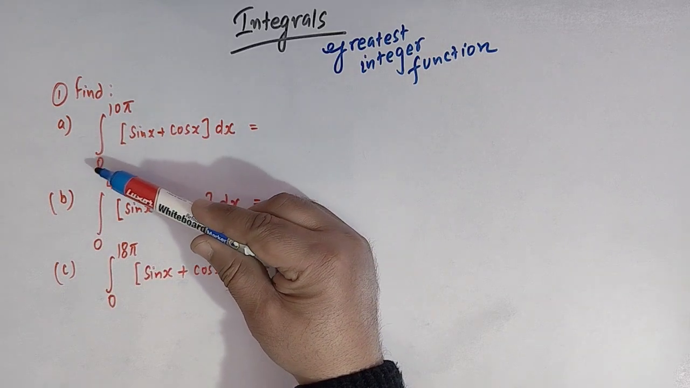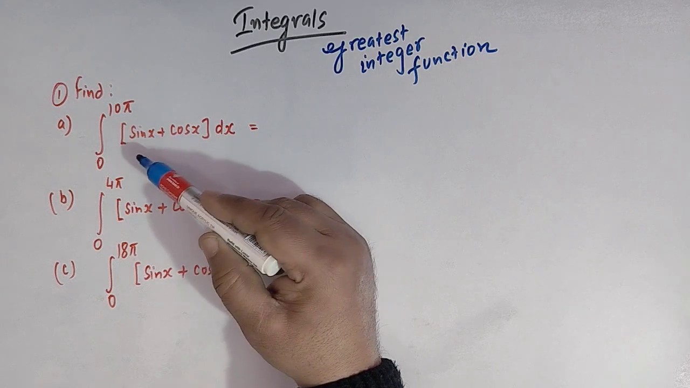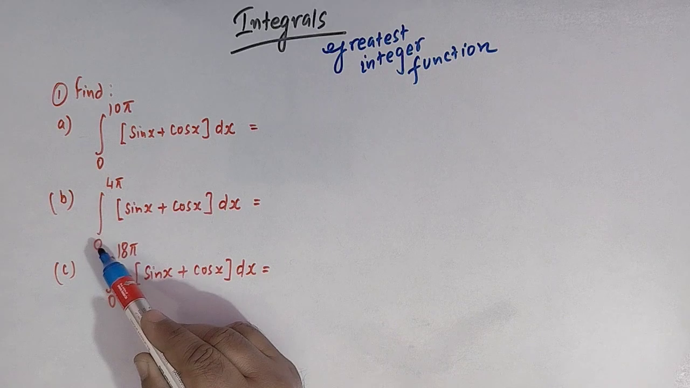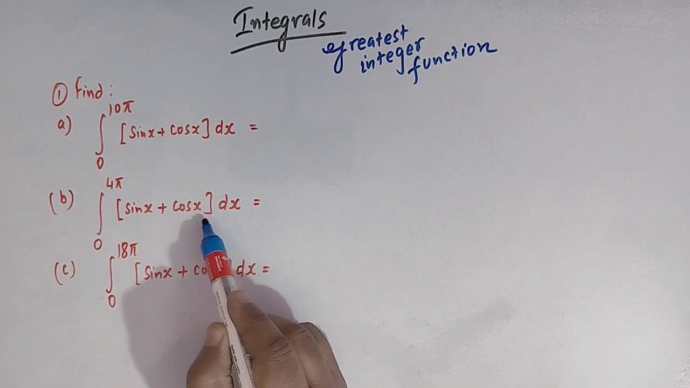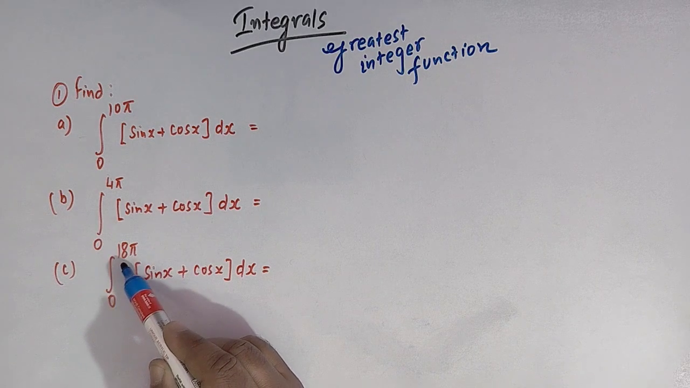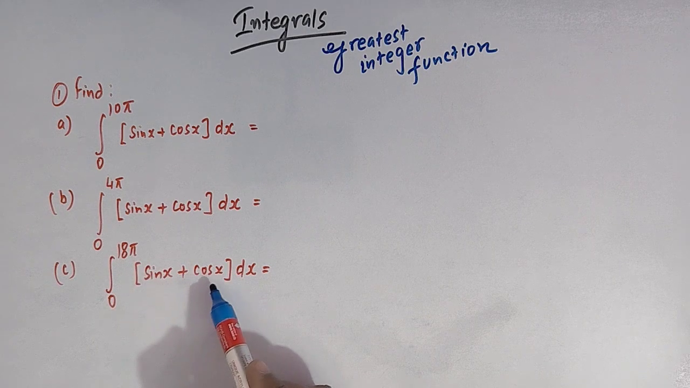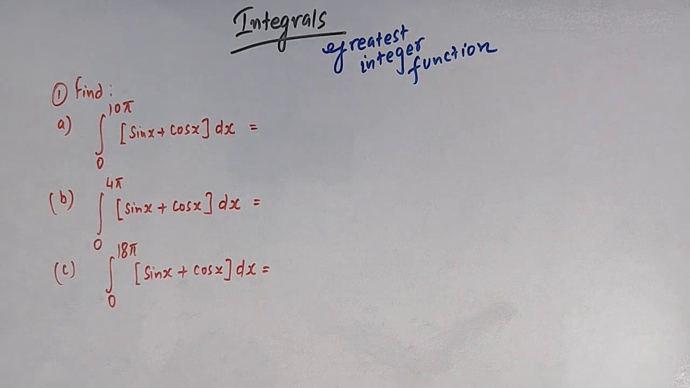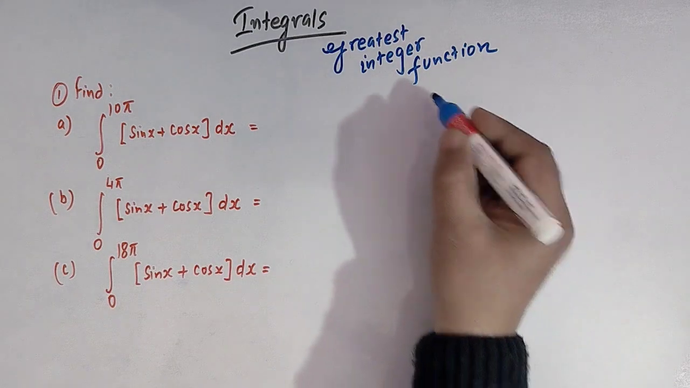In the first integral, we have 0 to 10 pi, and the integrand is the greatest integer of sine x plus cos x. In the second integral, we have 0 to 4 pi, and here again we have the greatest integer of sine x plus cos x, and in the third integral we have 0 to 18 pi and the greatest integer of sine x plus cos x. So we see that the form of these three integrals is similar to this form.